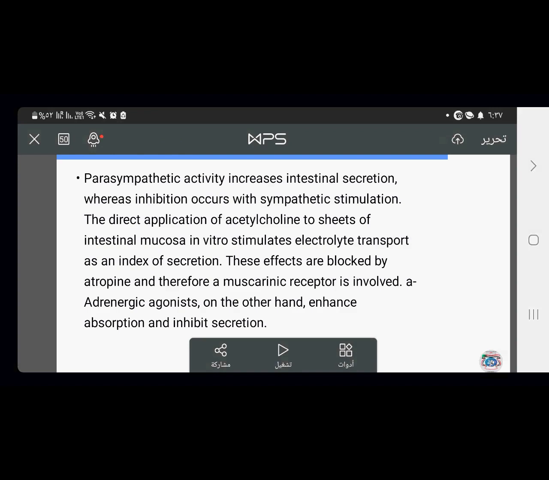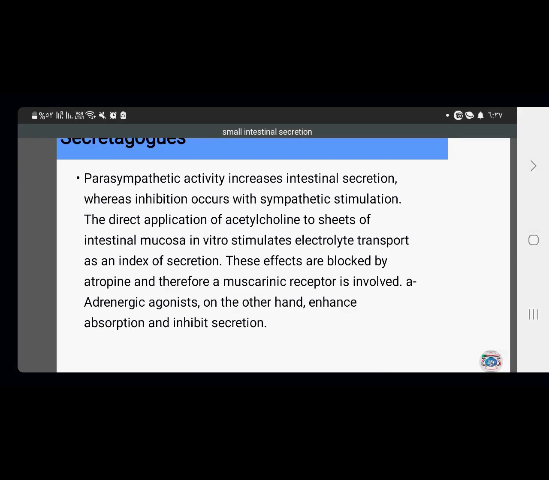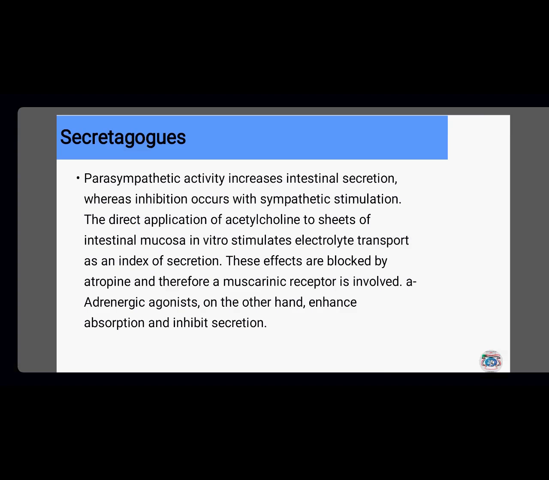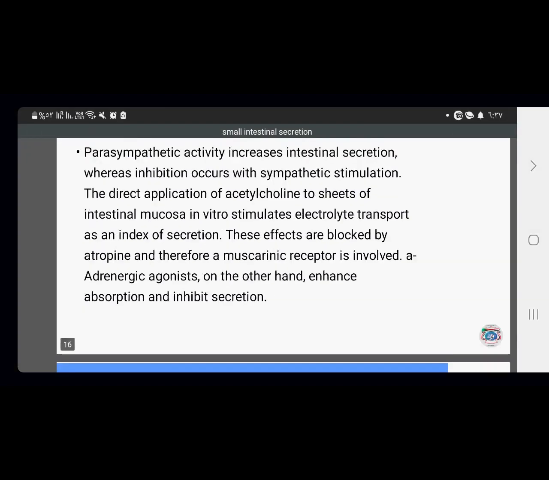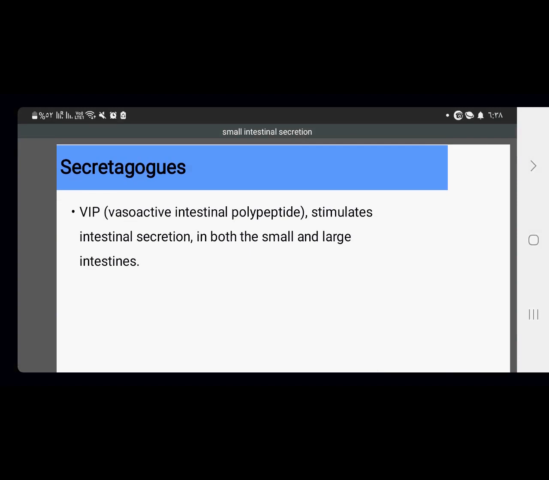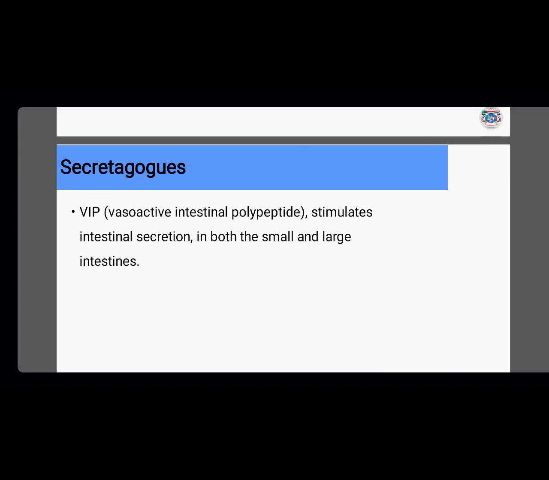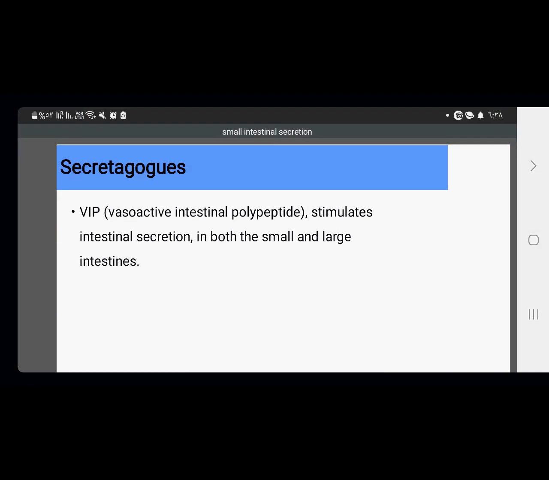Alpha-adrenergic agonists, on the other hand, enhance absorption and inhibit secretion. As we said before, in most conditions, the parasympathetic is an antagonist of the sympathetic. VIP, or vasoactive intestinal peptide, is also a hormone that stimulates intestinal secretion in both the small intestine and large intestine.